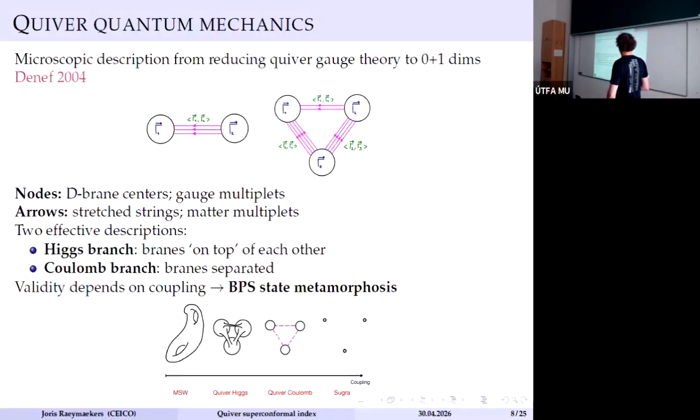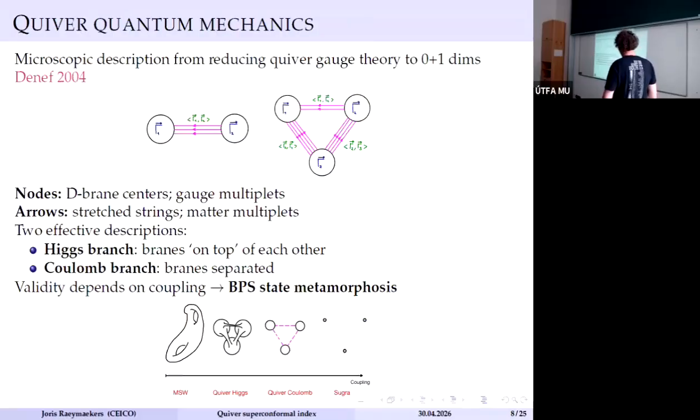And so this theory has two kinds of regimes. There is a regime where the branes are on top of each other, and you can integrate out the vector multiplet degrees of freedom, and that's called the Higgs branch. And there is a regime where the branes are separated. Then the matter multiplets get a mass and can be integrated out. It's called the Coulomb branch. And which branch is the appropriate one, the valid one, depends on the string coupling.